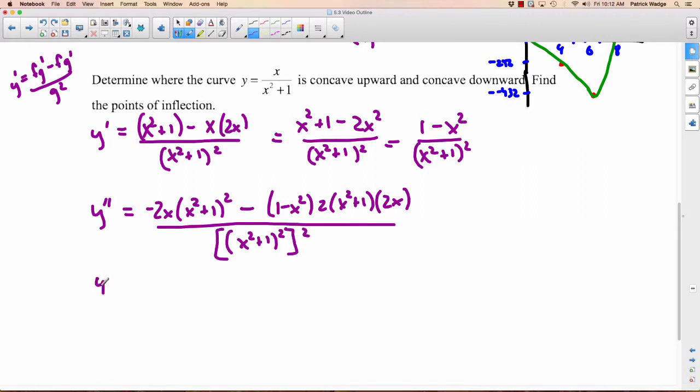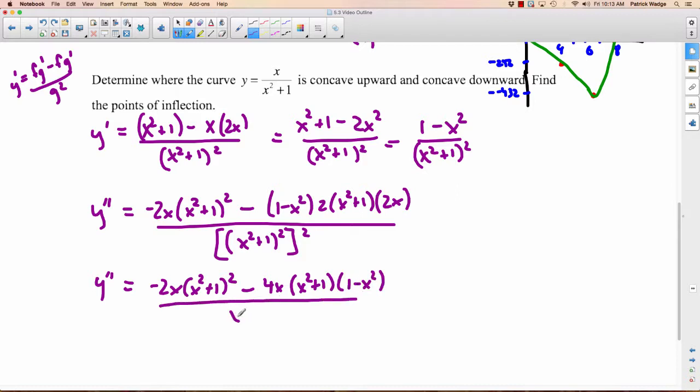Alright, we've got quite a bit of simplifying to do here. Now, don't expand all this out. I can see there's an x squared plus 1 here and an x squared plus 1 there. Chances are you're going to be able to factor that out. So let's just keep this first one the same. Negative 2x, x squared plus 1 all squared, minus, now we've got a 2 and a 2x, so you get 4x. Then I'm going to write this one next, the x squared plus 1. And we also have this 1 minus x squared. All over x squared plus 1 squared, squared; you multiply those, it's now to the fourth power.